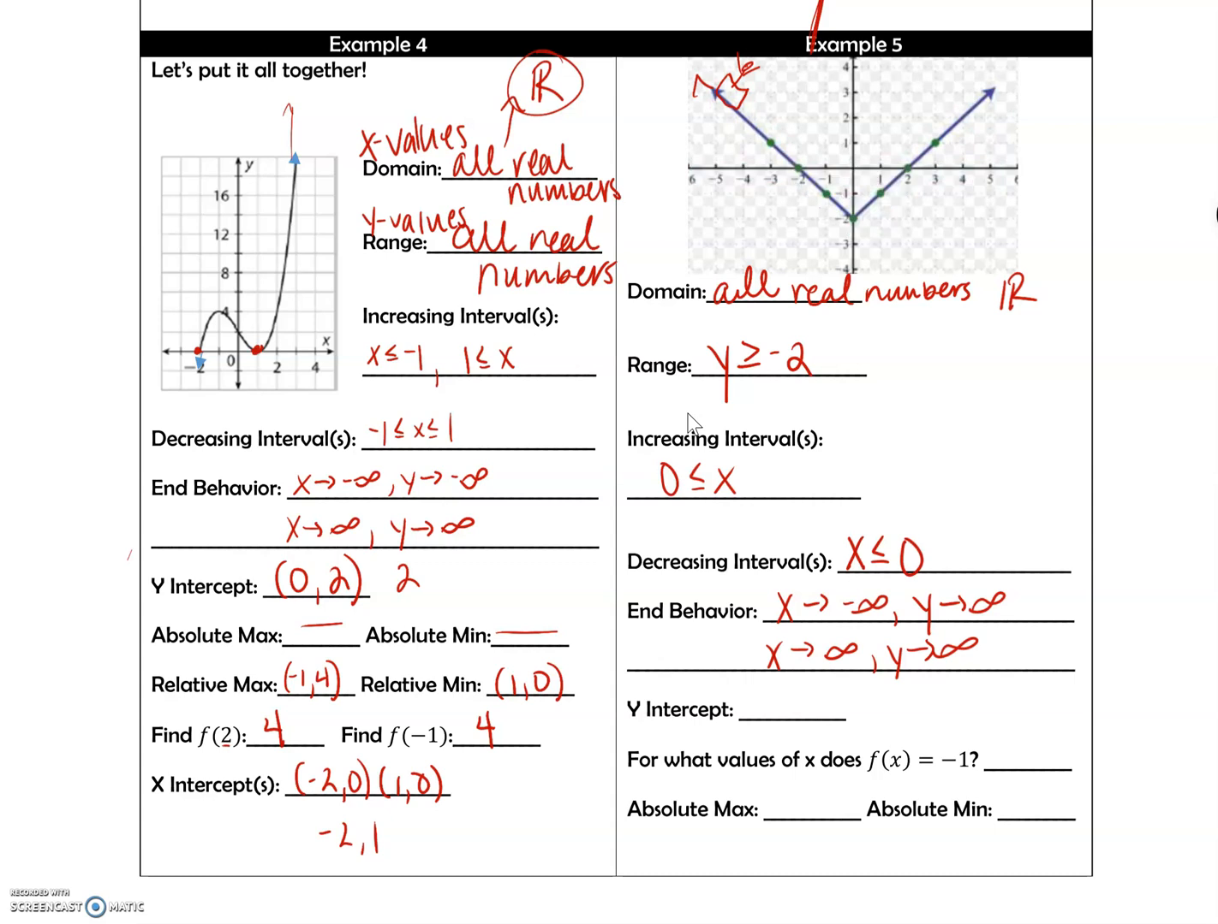Our y-intercept is -2. Again, I would prefer it as an ordered pair, but if you just wrote -2, that's all right. So for what values of x does f of x equal -1? So f of x represents y. So when the y value is -1, our x value is +1 and -1.